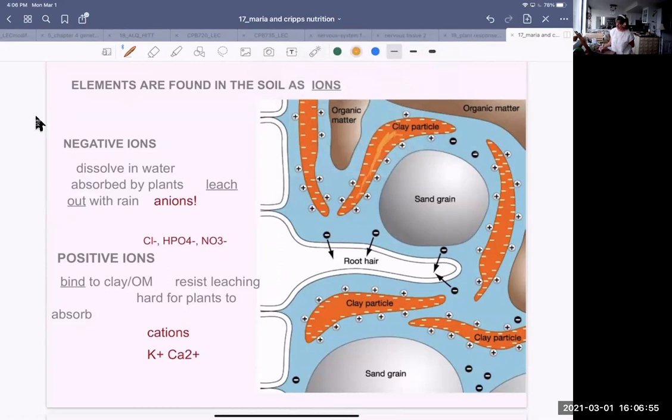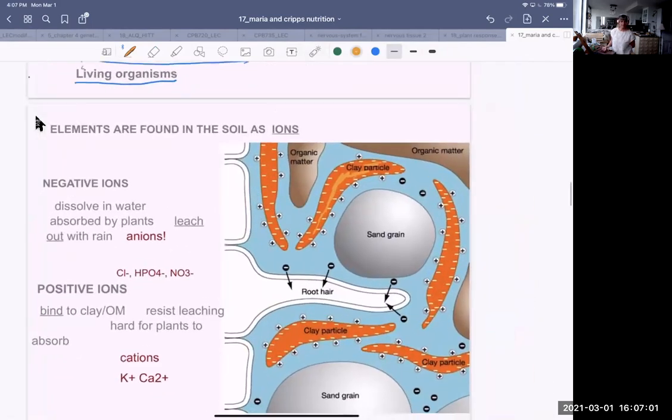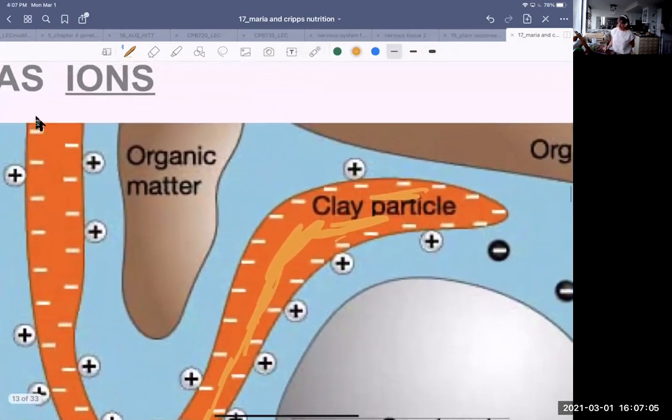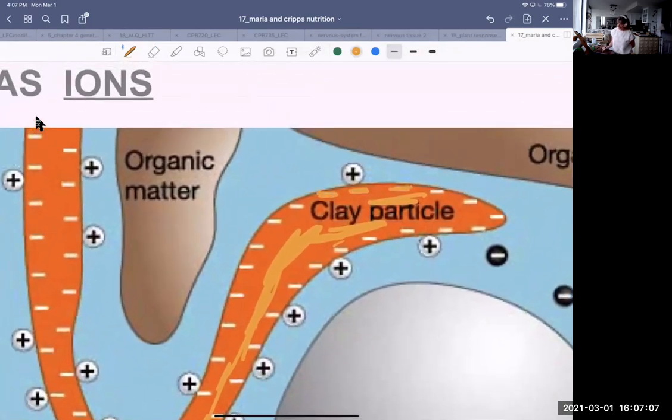It's orange, orangish. That's clay. And look at this, clay is a negatively charged substance. And so it attracts positively charged ions to it.